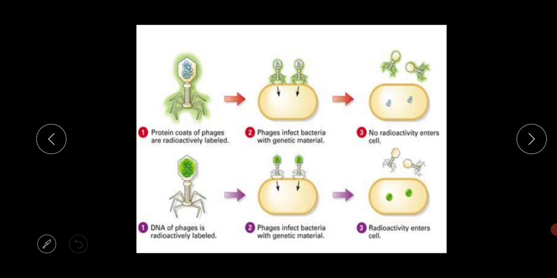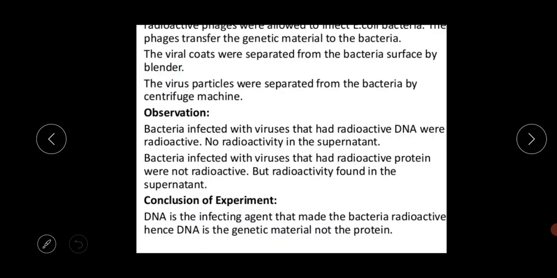In the first case, the protein coats of phages are radioactively labeled. The phages infect the bacteria with their genetic material, and no radioactivity enters the cell. Okay, this is case study 1. And this is case study 2. Here the DNA of the bacteriophage is radioactively labeled. The phages infect bacteria with the genetic material, and radioactivity enters the cell. So these are the two case studies.